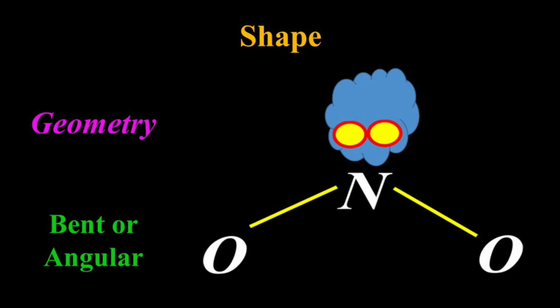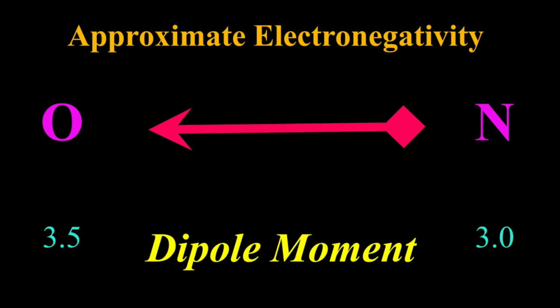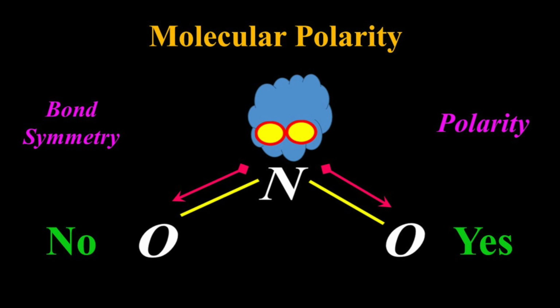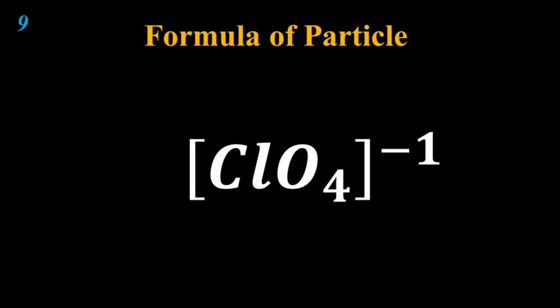Now we're going to look at the polarity. The electronegativity of oxygen is greater than nitrogen. That's clear. Simply look at your electronegativity table. We have the bond symmetry, which is no. Polarity, yes. Again, they will not cancel.